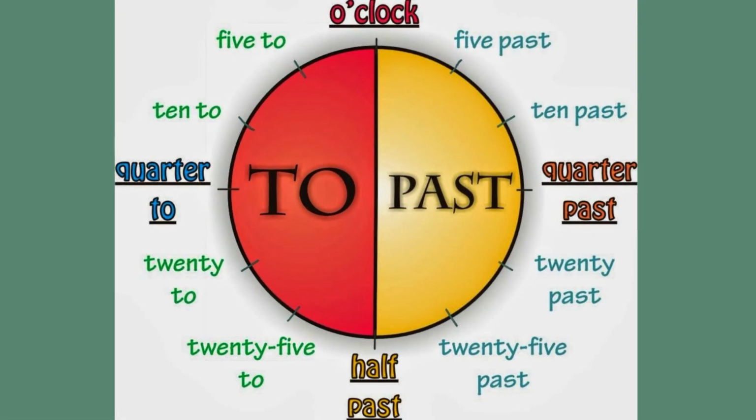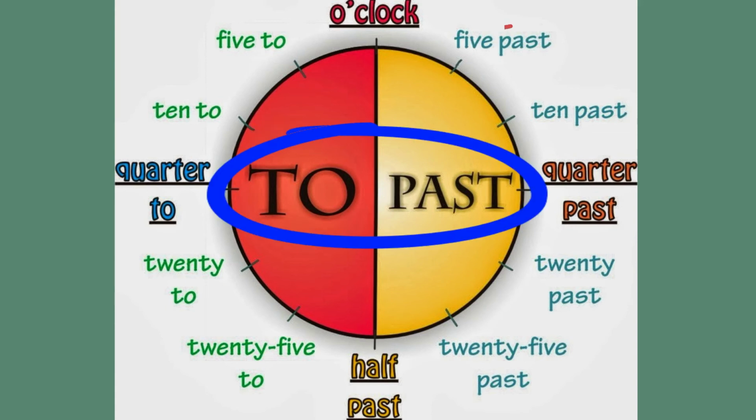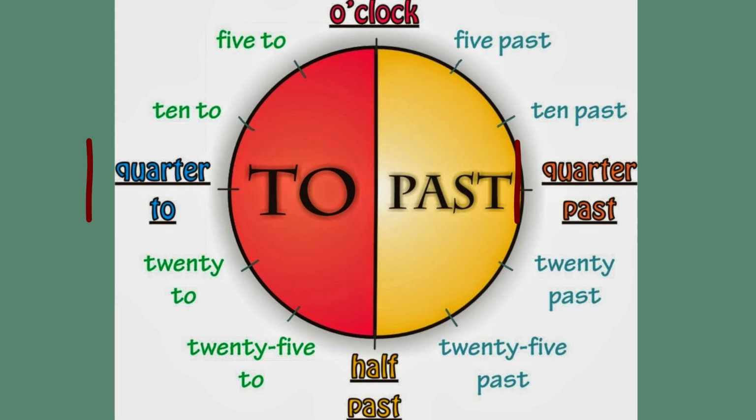Today's lesson summary. How to tell the time. We have an hour, which we use a clock with. In the first 30 minutes, we use past. And from 30 minutes to 60 minutes, we use to. We use past and to after the minutes and before the hours. Quarter refers to 15 minutes. Half refers to 30 minutes.